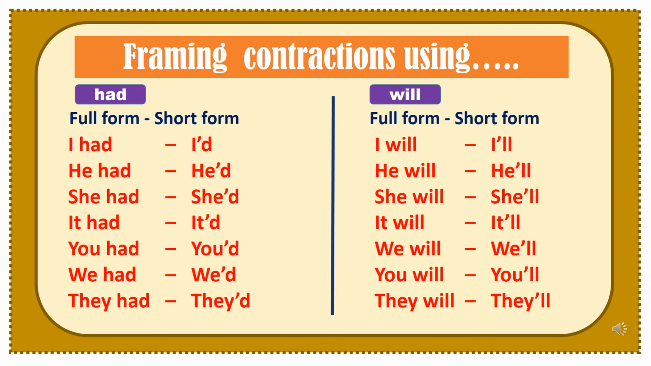Now using the word will. I will, I'll. He will, he'll. She will, she'll. It will, it'll. We will, we'll. You will, you'll. They will, they'll. So these are the various contractions using the word had and also will.